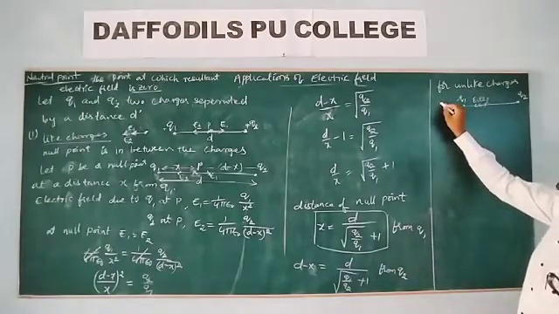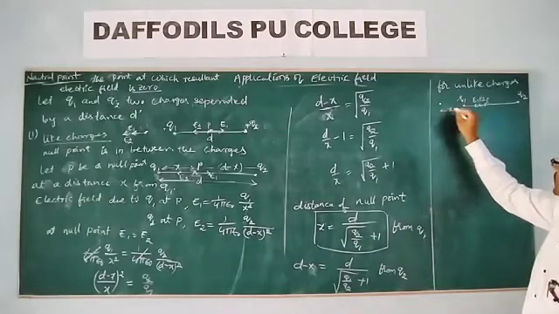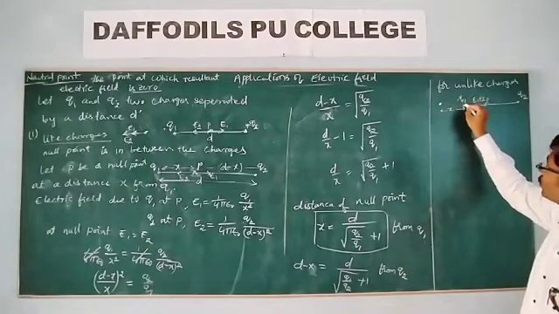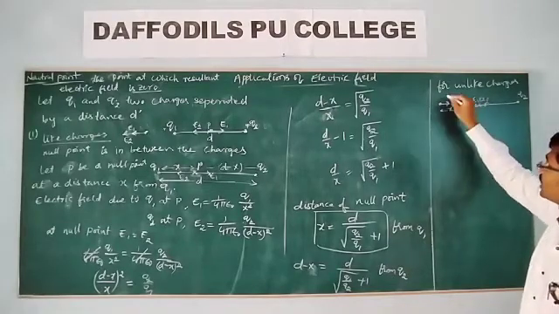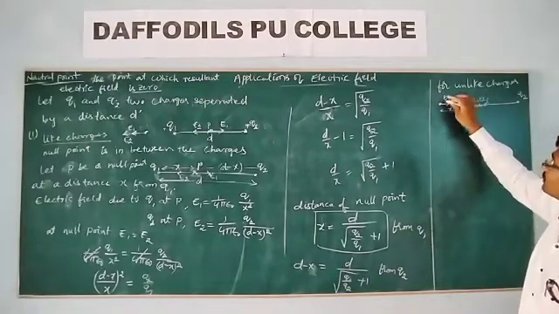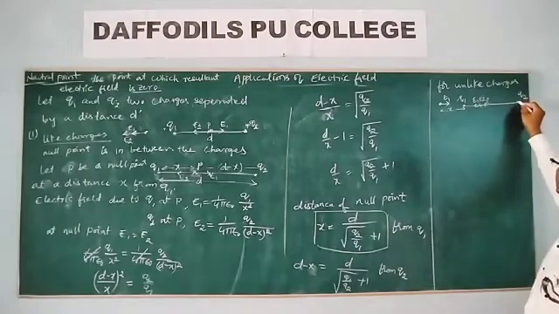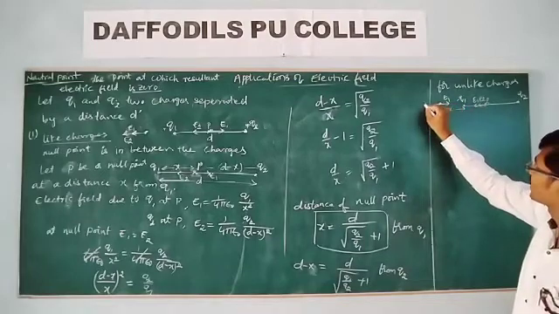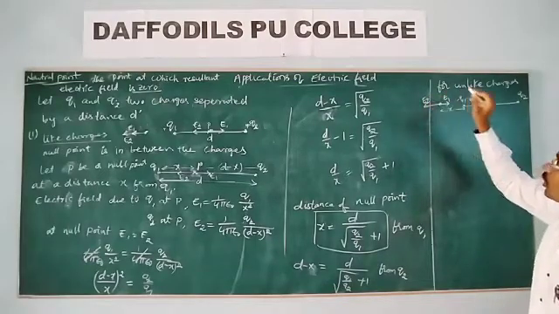Then if you take a distance x from Q1, what will be the direction of the electric field due to Q1? Always towards the charge, E1. And if you take it from the charge Q2, which is a positive charge, then what is the direction of the electric field? E2, outside.